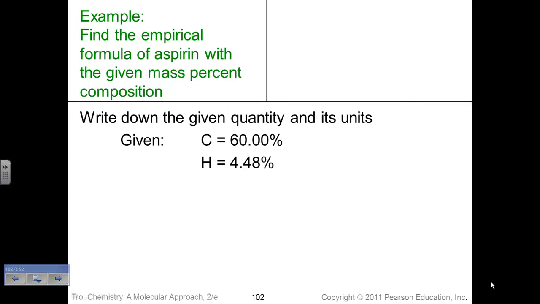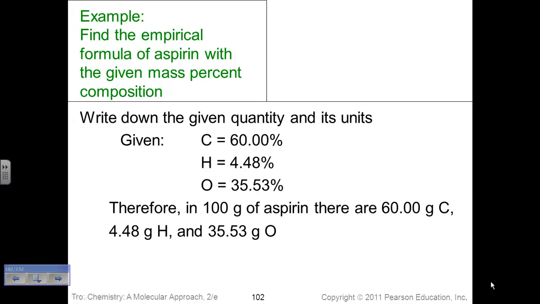60% by mass carbon, 4.48% by mass hydrogen, 35.53% by mass oxygen. Interpret, that tells us in 100 grams of aspirin, there's 60 grams of carbon, 4.48 grams of H, and 35.53 grams of O, oxygen. Step 1, percent signs turn to grams. Easy enough. Assuming a 100-gram sample, that's the easy step. Change percent signs to grams.